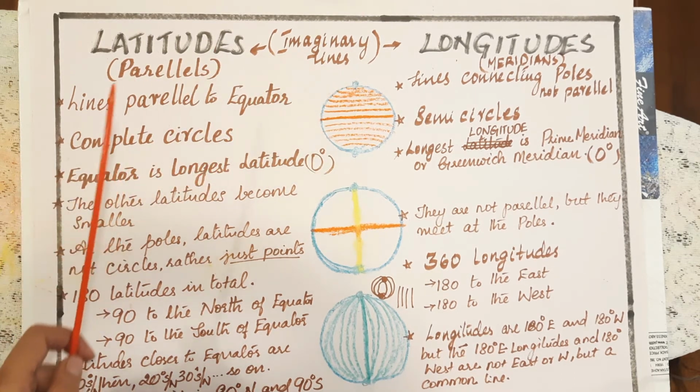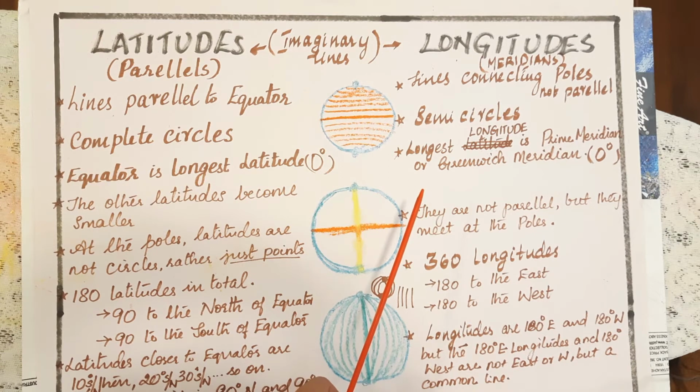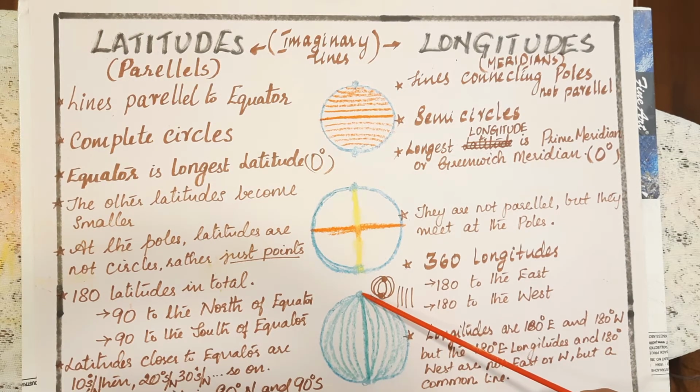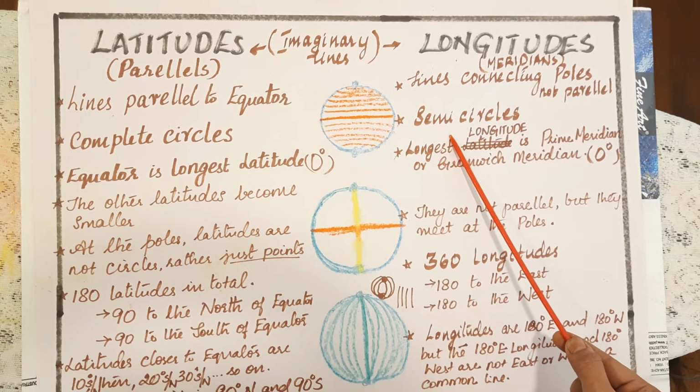Now we know what is latitude. Let's compare it and see what the differences are. Longitudes are otherwise called meridians. As you can see, the lines connecting the poles, from the North Pole to the South Pole, on both sides, those are the longitudes, otherwise called meridians. And unlike latitude, which is a complete circle, this is only a semicircle.